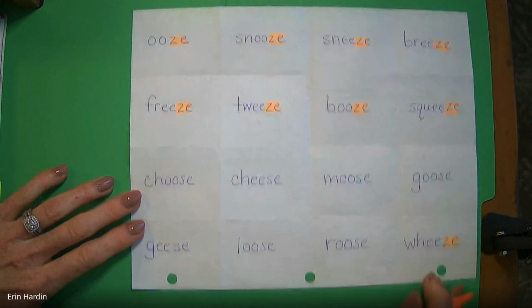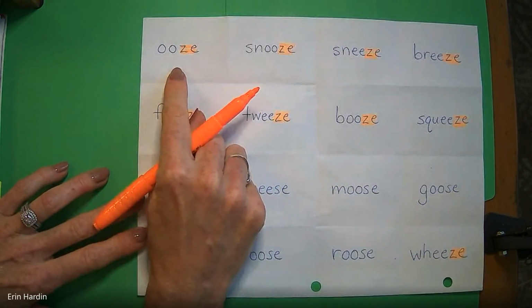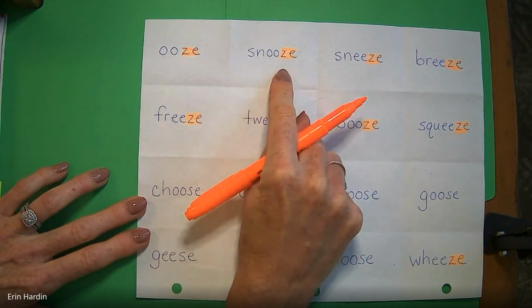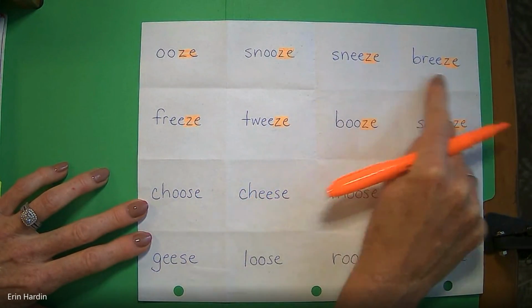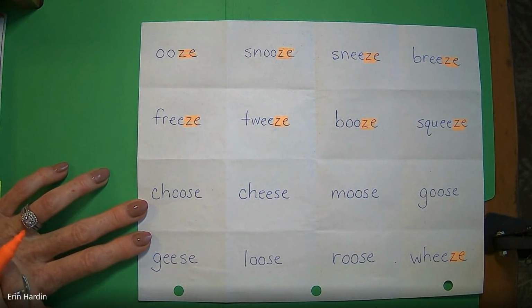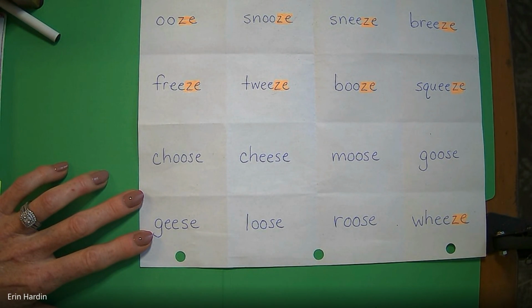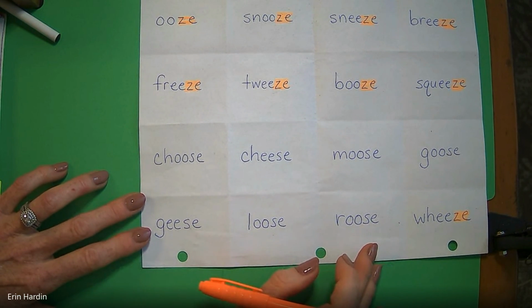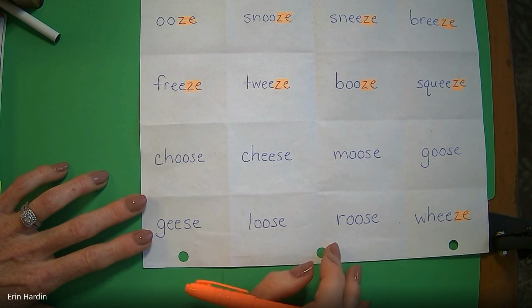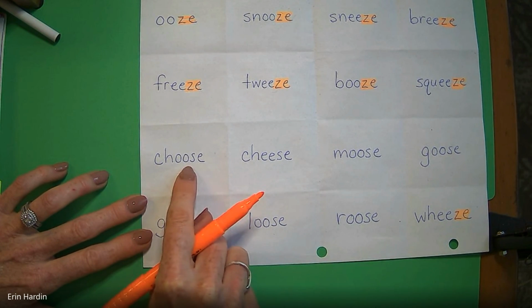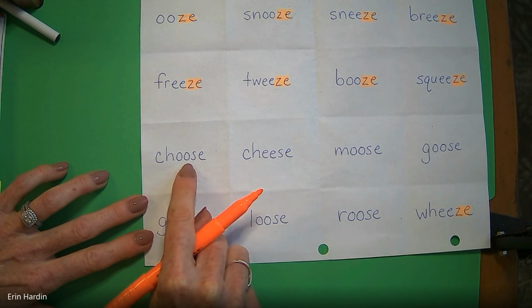There's one z at the end. Then they can go back and read those words: ooze, snooze, sneeze, breeze, and so on. And then I might say, okay, let's find the SE words. We know from our chart that S can say S like sun, right? And S can say Z like rose when it's at the end.